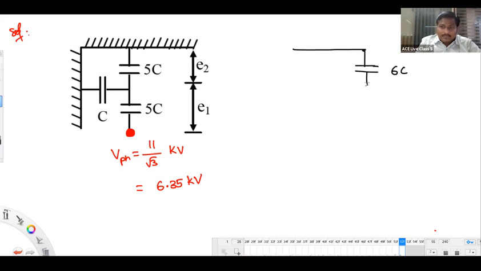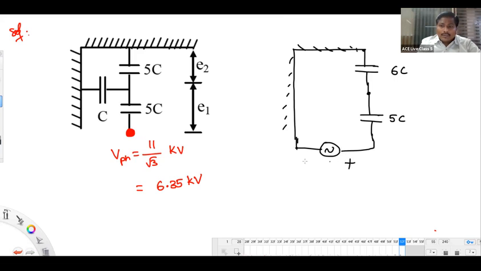6C you can say here. Here we have 5C. Whatever the conductor to ground voltage we have, I will show as a voltage source, and it's V phase. This voltage is E2, and this voltage is E1. Just apply the potential division principle and you will get the values of E1 and E2 easily.